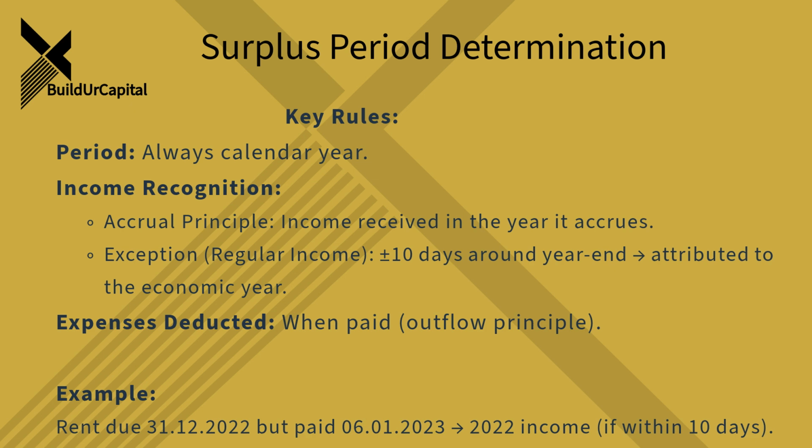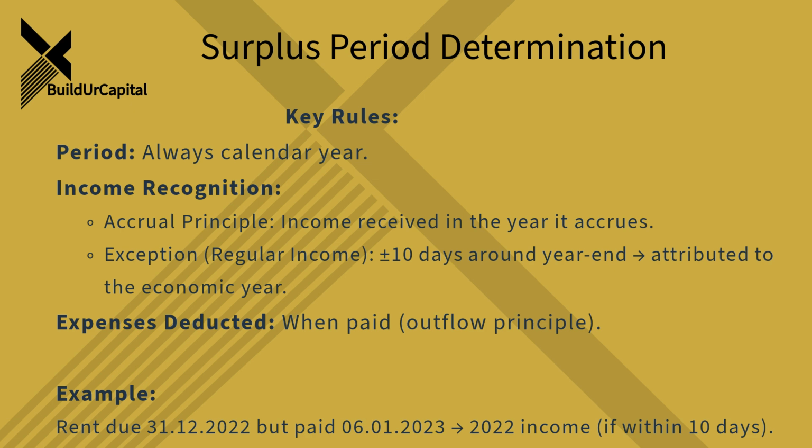But if it arrives on January 17th, 2023. That's outside the 10-day window. So even though it was for December 2022, the receipt principle kicks back in, and it becomes 2023 income. Okay, and the other way. January 2022, rent due Jan 1st, but paid early, say, December 22nd, 2021. That falls within 10 days before the start of the year it belongs to, 2022. So under this rule, it's attributed forward to 2022 income.